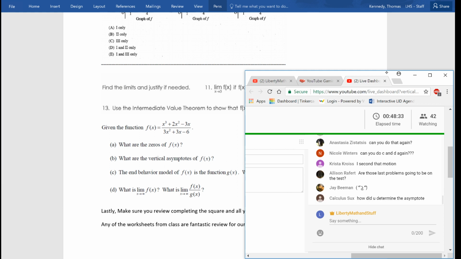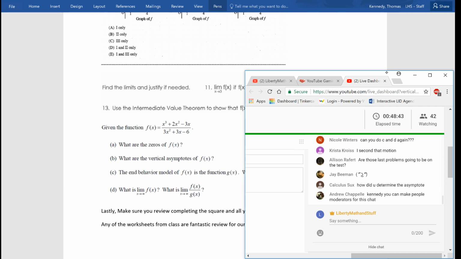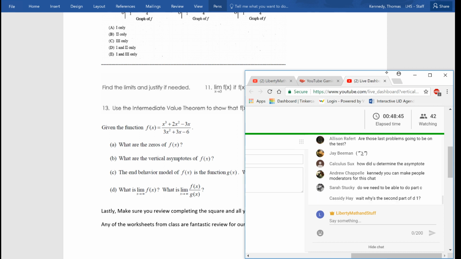Are those last problems going to be on the test? No, they aren't. But understanding that two things that look the same are going to go to 1 as you go out to infinity is pretty cool. Kennedy, you can make people moderators for this chat. Yeah, it wouldn't be you, Andrew. Do we need to be able to do part C? No, we don't.